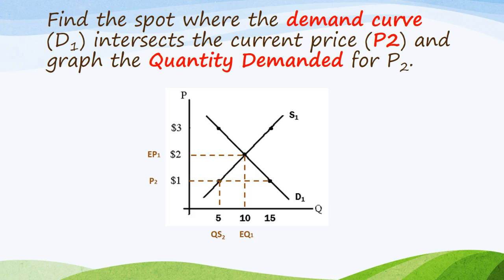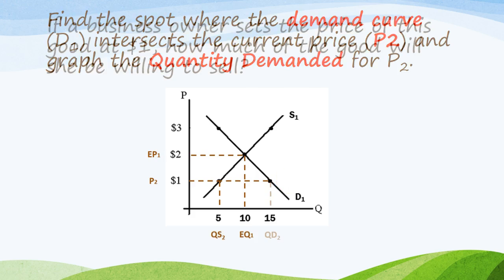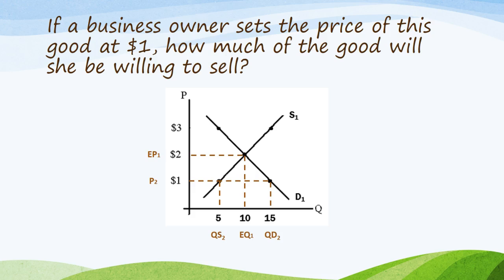Then, find the spot where the demand curve intersects the current price and graph the quantity demanded for P2. So here's the demand curve. Here's the current price. Where do they intersect? Right here, right in this spot. Okay, graph quantity demanded for P2. It should look like this. Oops. I just gave the answer away.